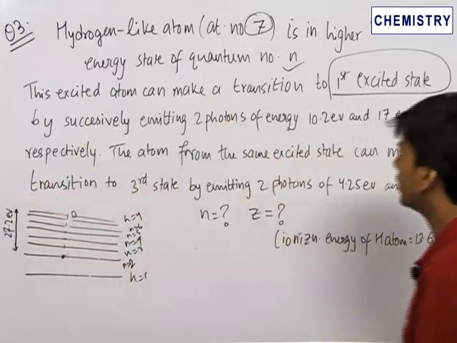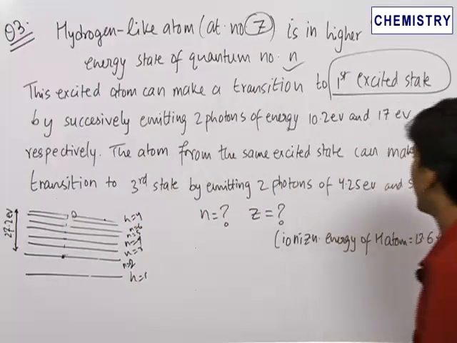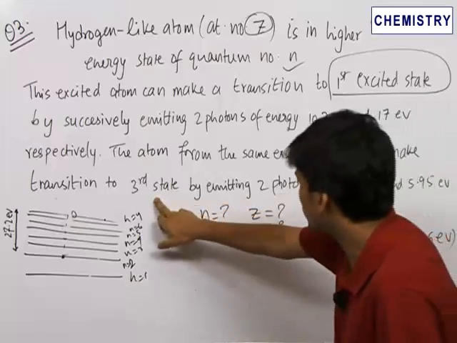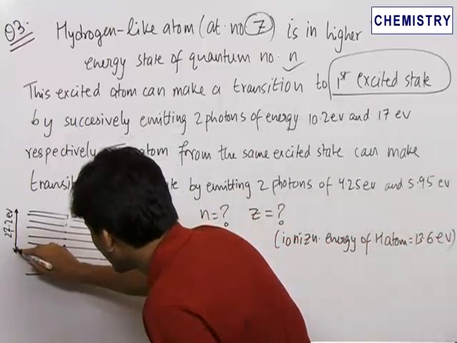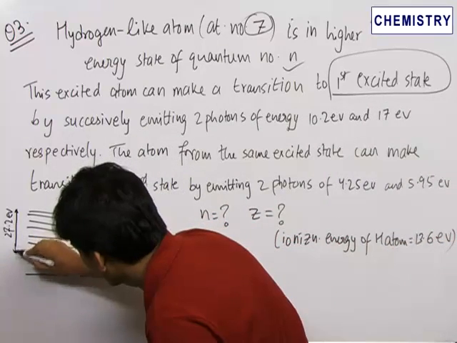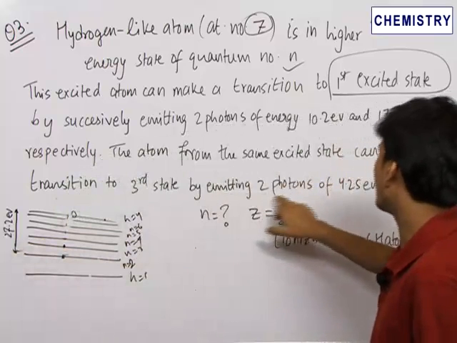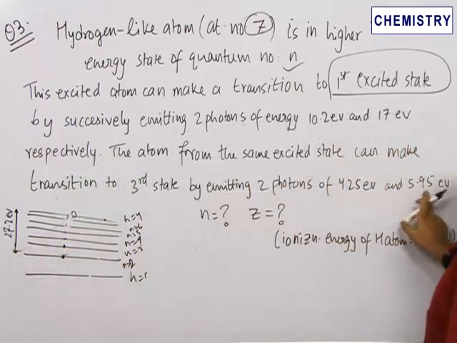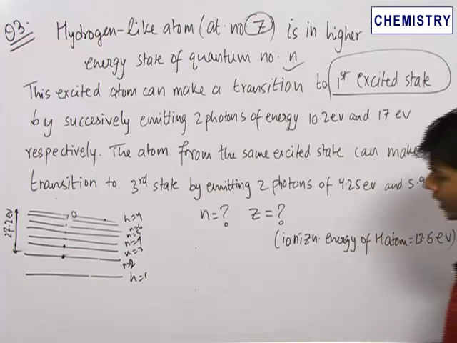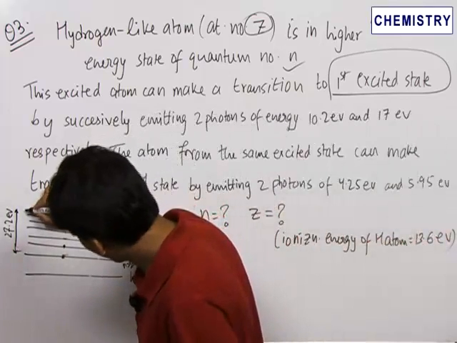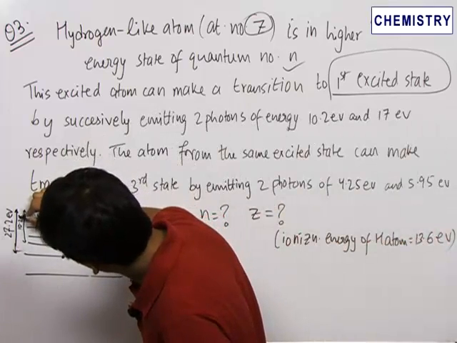Now let us read the question further. The atom from the same excited state, that is n, can make the transition to the third state. The third state is this one. It had previously come to this place. Now it can make a transition to the third state by emitting 2 photons of 4.25 electron volts and 5.95 electron volts, the addition of which gives 10.2 electron volts. So the atom from this state to this state has an energy difference of 10.2 electron volt.